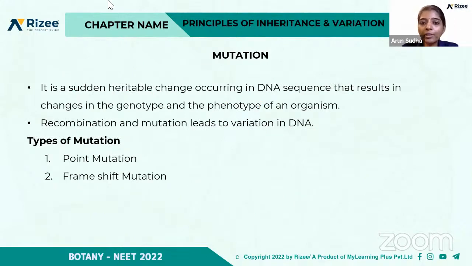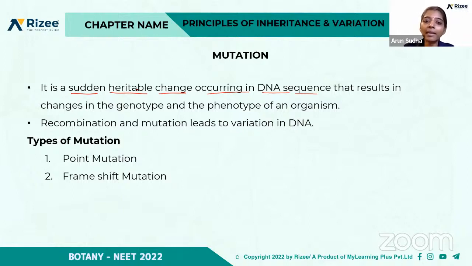So what is mutation? It is a sudden heritable change. Sudden, it will happen at any time, right? And heritable change, what do you mean by heritable change? That it can be transmitted. So once the change occurs in the DNA, that is further transmitted to the offspring. So if there is a particular DNA sequence, and if there occurs a change in the sequence in the chromosome, the change will be transmitted to the offspring. So that is the mutation, right?